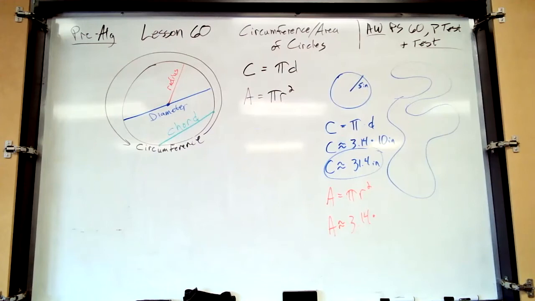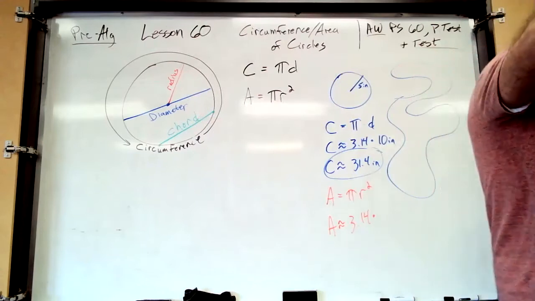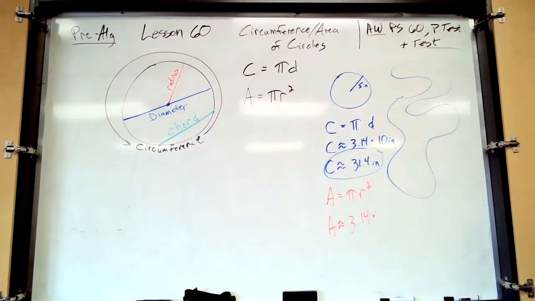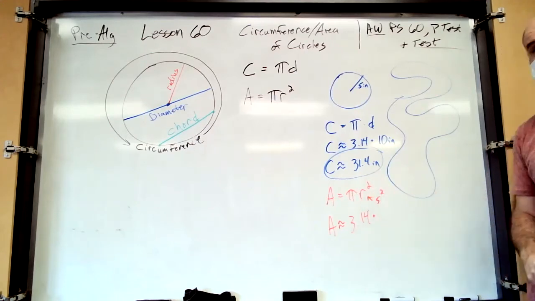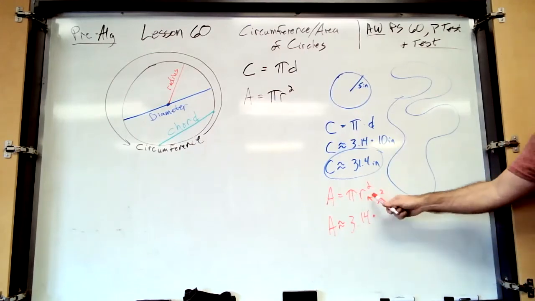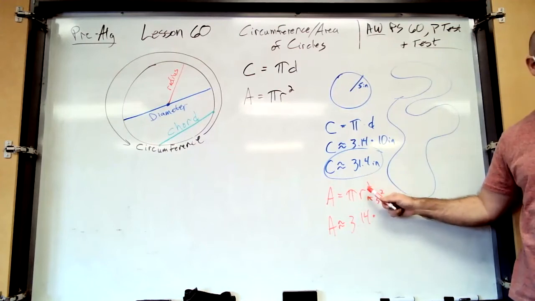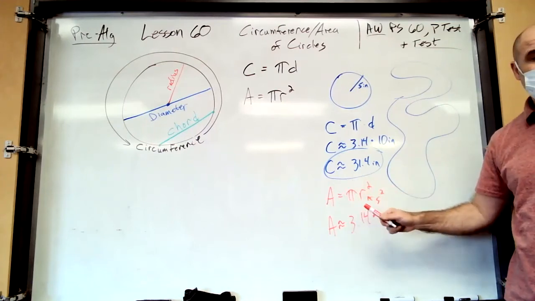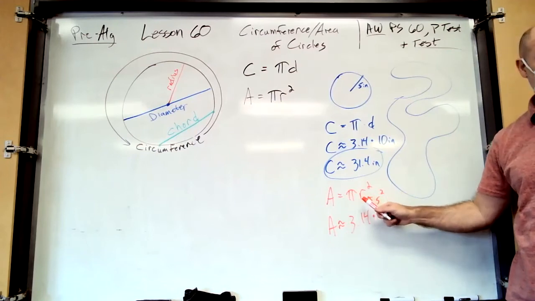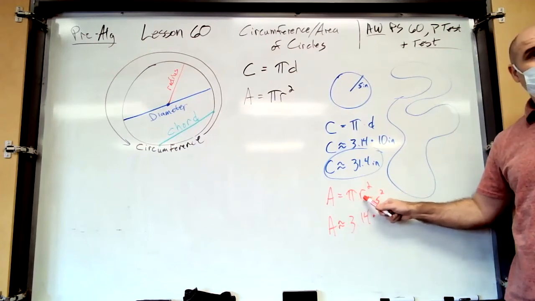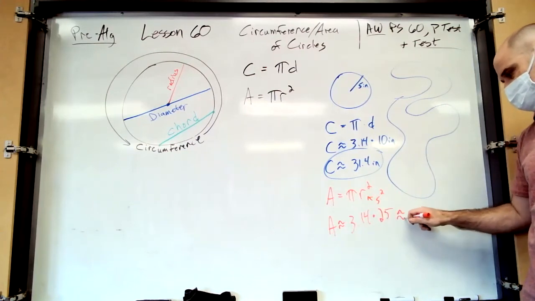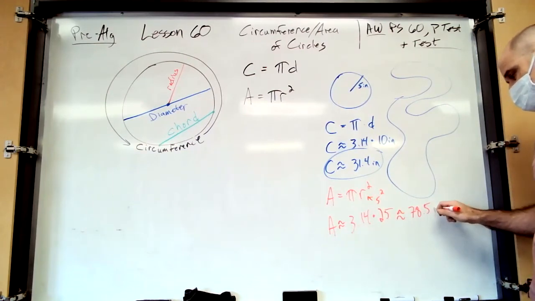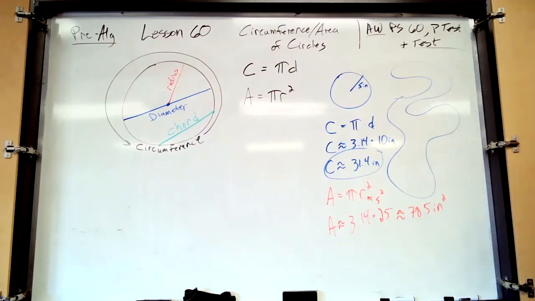Yeah. 15.7. Nope. 78.5. What'd you say? 78.5. How'd you get that? I multiplied 25 by 3 because 5 times 5 is... Yeah, 5 squared, remember. Pi r squared. So square that r first. You're not squaring pi times r, you're just squaring r. So this is times 25, which is approximately 78.5 square inches. Don't forget the square unit.